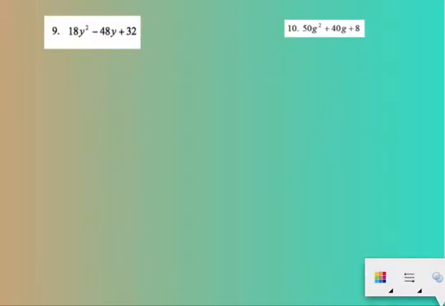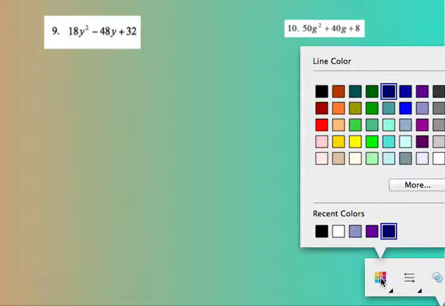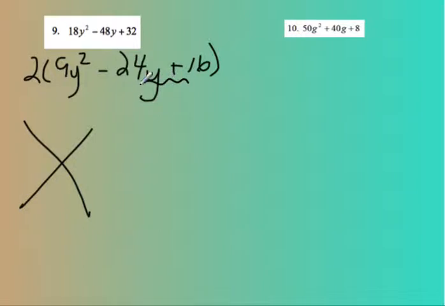So first of all, what I noticed from number 9 is that 18, 48, and 32 are all divisible by 2. So I'm going to start this off by taking out a greatest common factor of 2. And it doesn't change the value of the problem, but it does make it slightly easier for me to factor. So now when I set up my x, I'm only going to be focusing on this part.